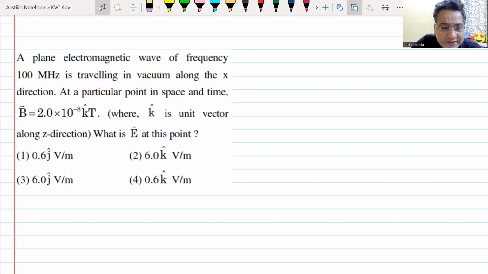A plane electromagnetic wave of frequency 100 megahertz is traveling in vacuum along the x direction. At a particular point in space and time, see, exactly the same question, the magnetic field is given as 2.0 into 10 raised to the power minus 8, exactly the same wording, K is the unit vector along Z. What is the value of E at that point?